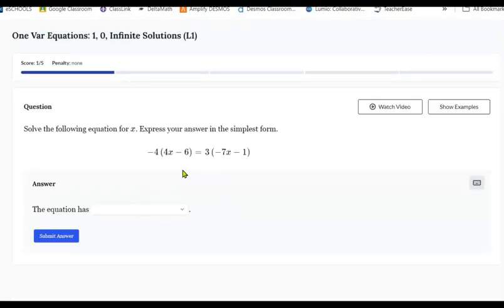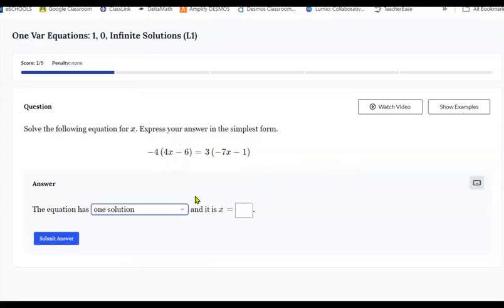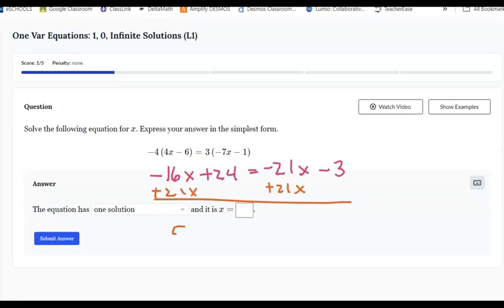So for this one here, when you distribute, you're going to get negative 16x plus 24. And on this side, you're going to get negative 21x minus 3. So I can tell already that I am going to have one solution. And once I finish computing all that math, I can determine what that one solution will be. So let's take a look what we're going to get here.